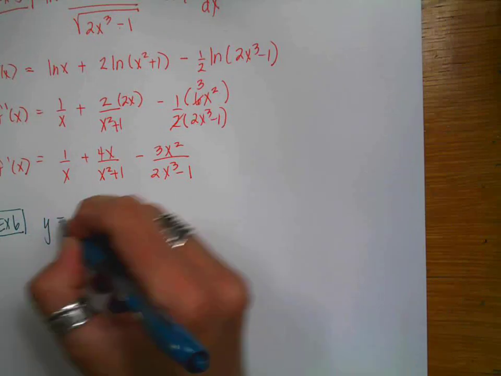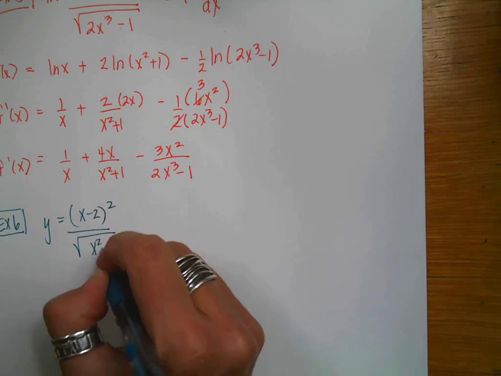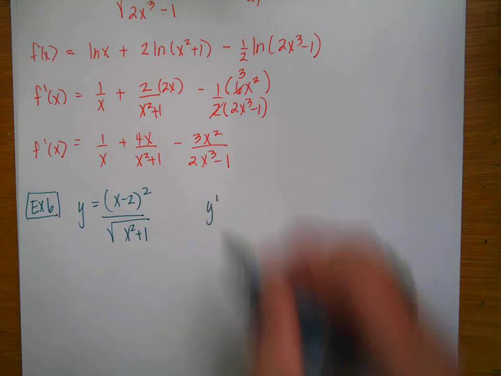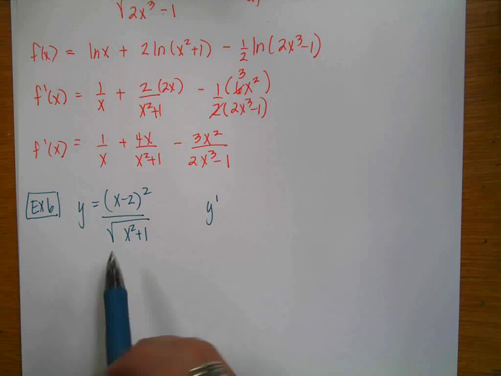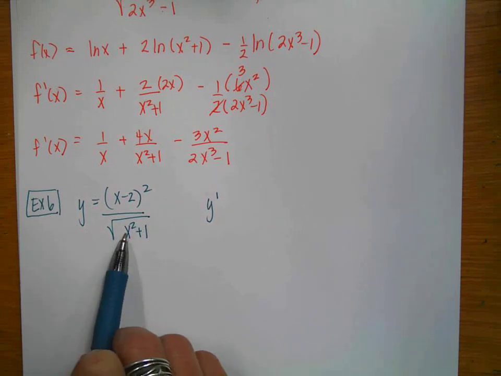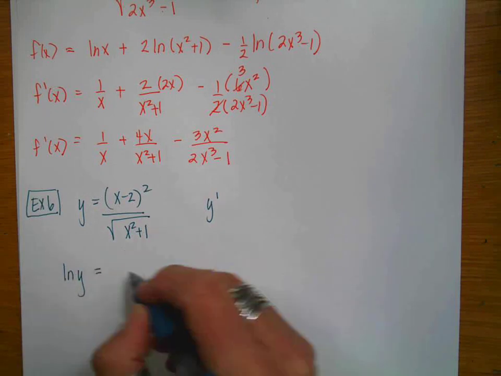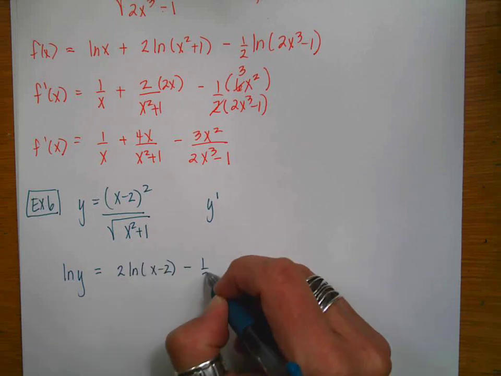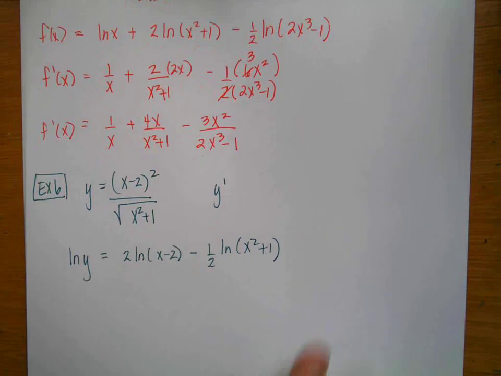Example number 6, we're going to get y is equal to x minus 2 squared over x squared plus 1, and I want to find y prime. Okay, and again, this looks like a really complicated problem, but if I use the properties of logarithms, it's actually pretty easy. So because this is set up a little bit differently, I'm going to take the natural log of both sides. So I'm going to say the natural log of y is equal to 2 natural log x minus 2 minus 1/2 natural log x squared plus 1.